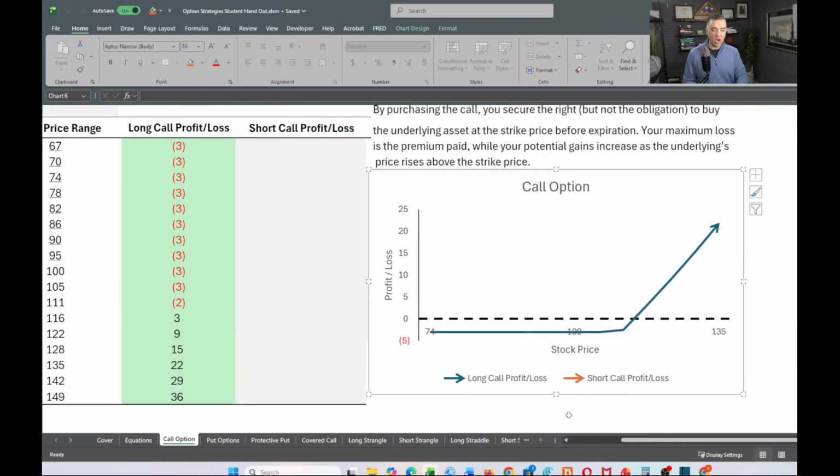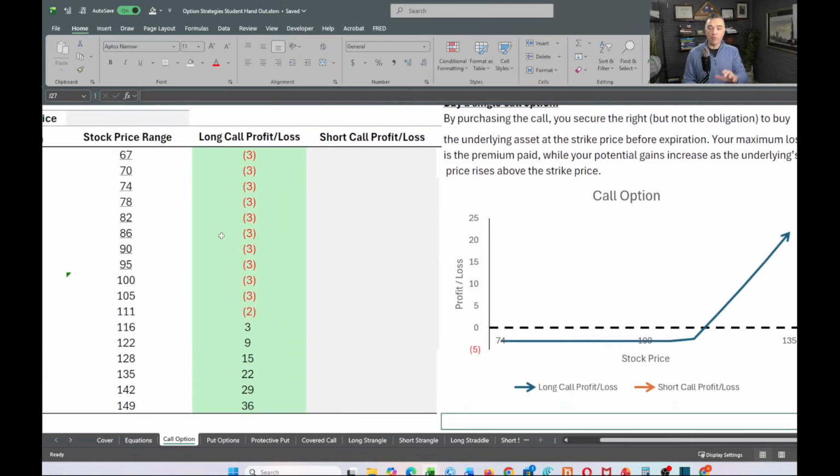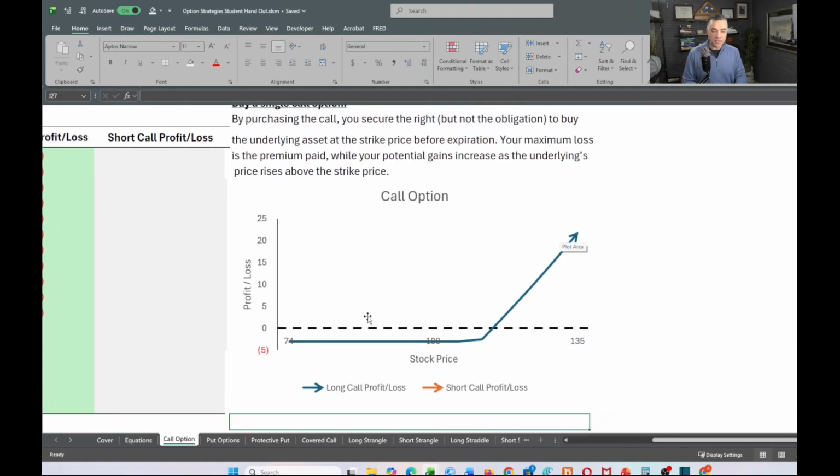All right, let's say our call graph did not look good. So this is the profit and loss for the buyer of the contract. Let's look at the call option here, right? If it's out of the money, look what's going on. We lose money. We just lose the premium of the contract. Right where it hits right there, that's right around 110. Now you see it going up. That means every dollar the stock goes above 110.